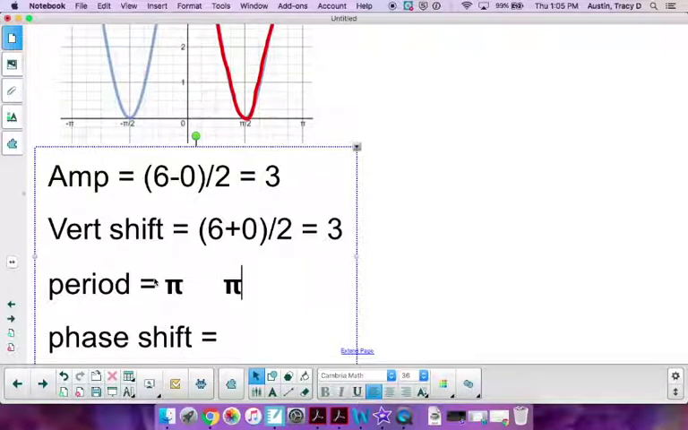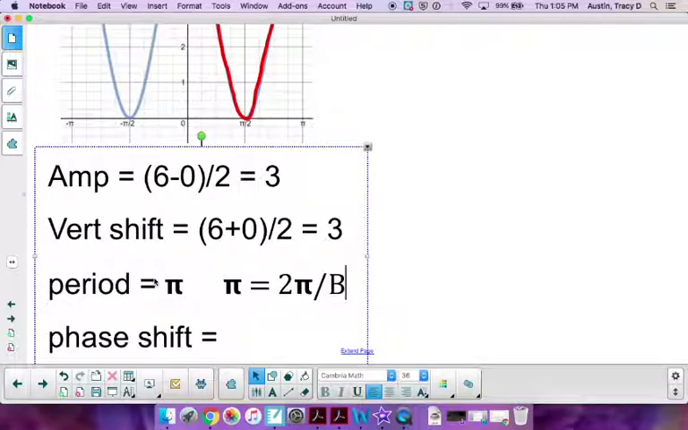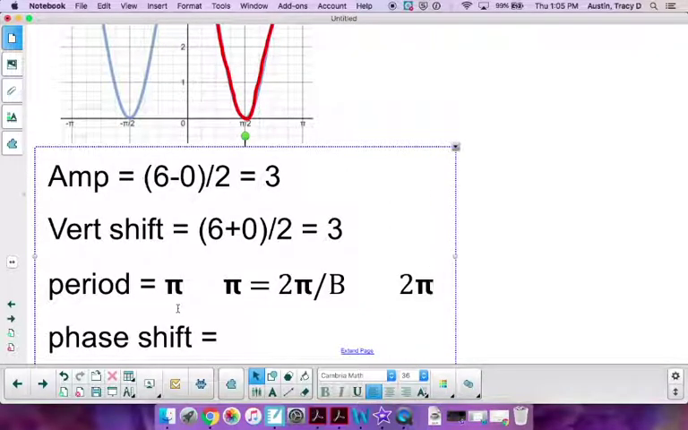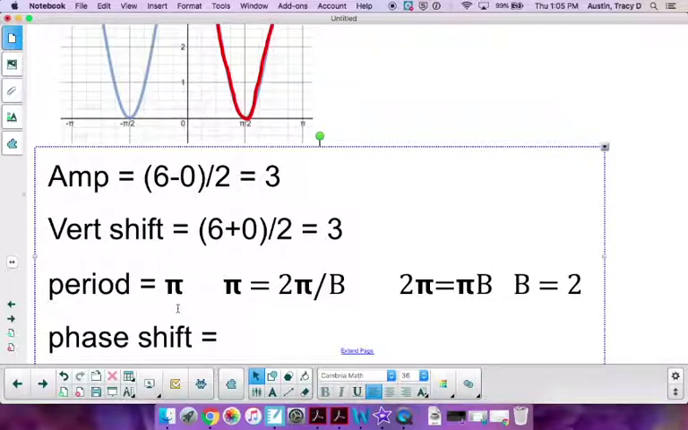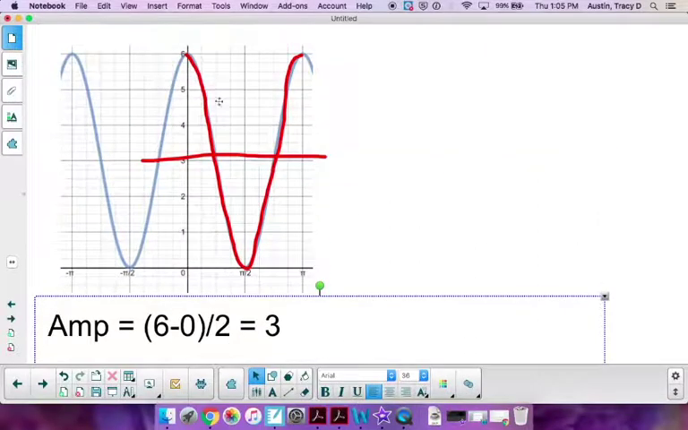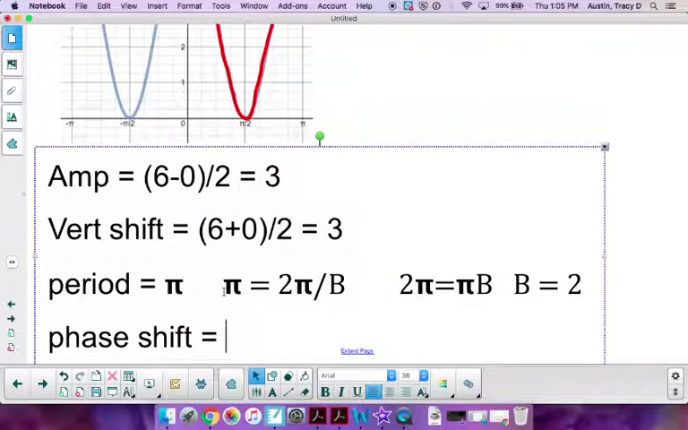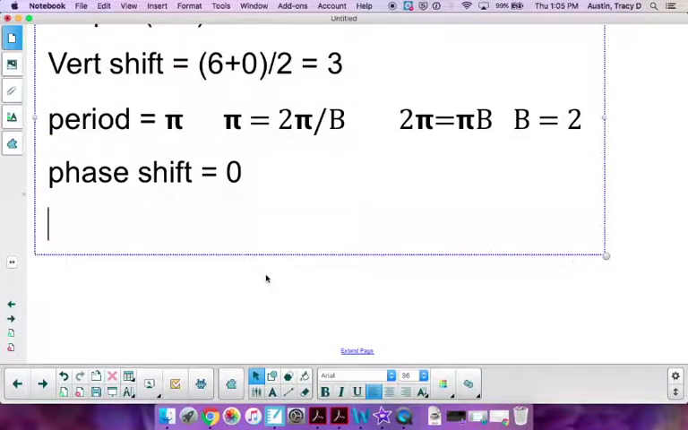Period equals 2 pi divided by b. And you'll do your cross multiplying. 2 pi equals pi b. And then you'll divide, which means that b equals 2. Okay, phase shift, again, no phase shift. It does start at 0, so we don't have to worry about that part. And we could solve for c, but we know c would be 0. So let's go ahead and write our equation.